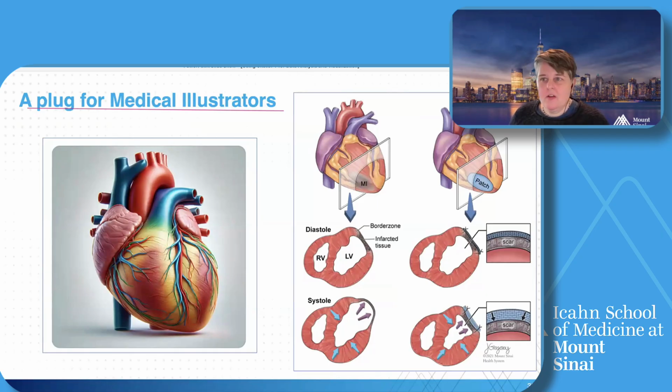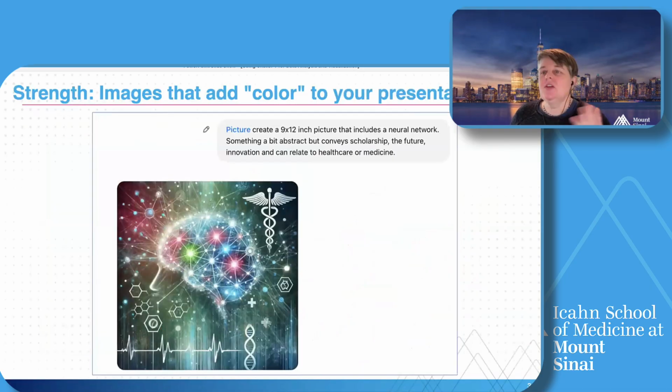So now that I've gone through all the reasons why ChatGPT is not great, what can it do? It's really good for making things that add color to presentations. So here's an image where I said, make something abstract that conveys scholarship, the future, innovation, medicine, healthcare, and it came up with a pretty decent image. You will note that I asked for it to make it 9 by 12. It did not do that. Everything's always this kind of squarish shape, so I'd have to crop it if I wanted it to actually be 9 by 12.